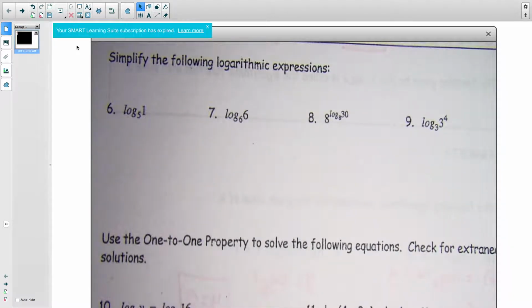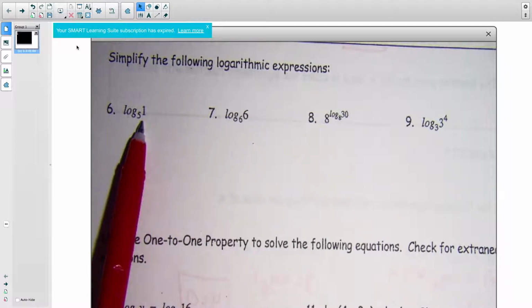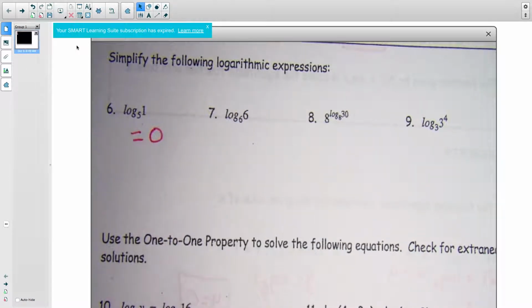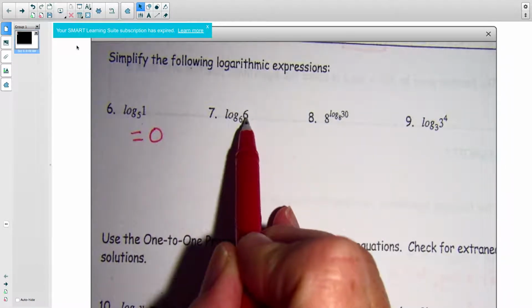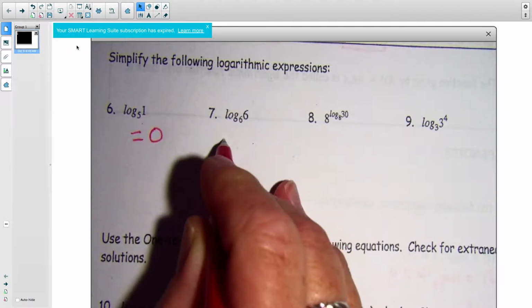Okay, number 6, simplify the following expressions. We've got log base phi of 1, what's it equal? Any log of 1 equals 0. That's a rule. Log base 6 of 6, whatever the exponent is, which is 1.